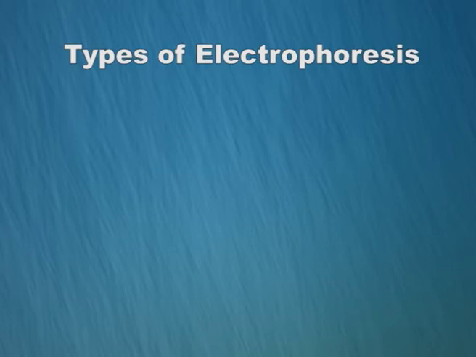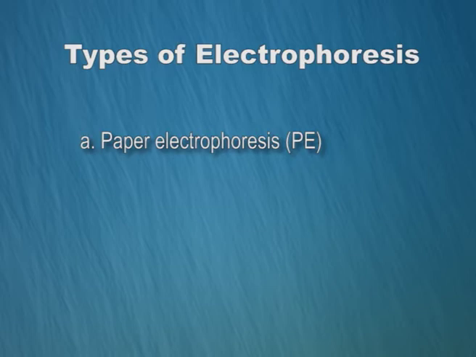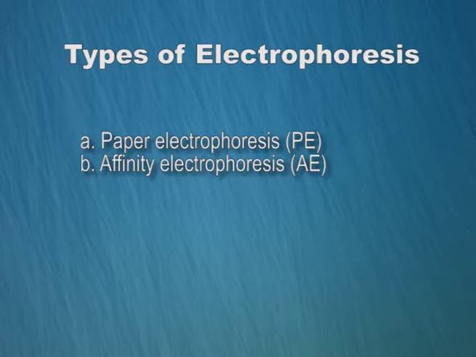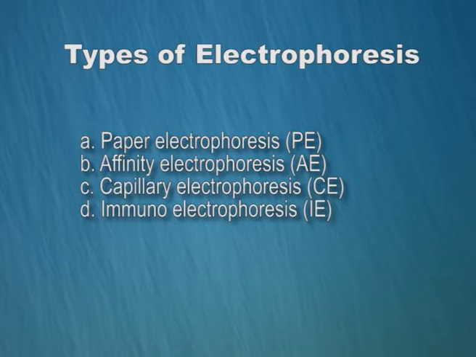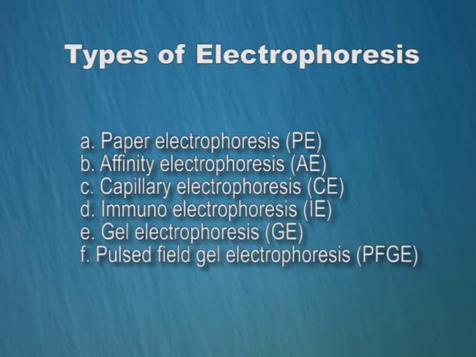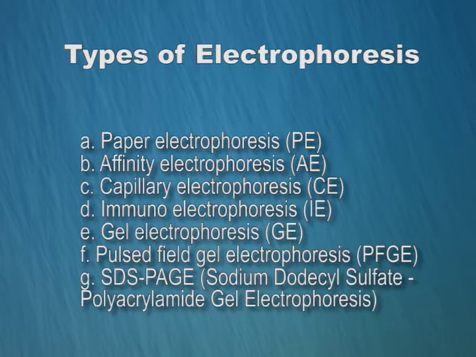Next is types of electrophoresis. A. Paper electrophoresis, PE. B. Affinity electrophoresis, AE. C. Capillary electrophoresis, CE. D. Immunoelectrophoresis, IE. E. Gel electrophoresis, GE. F. Pulse field gel electrophoresis, PFGE. And G. SDS PAGE, sodium dodecyl sulfate polyacrylamide gel electrophoresis.